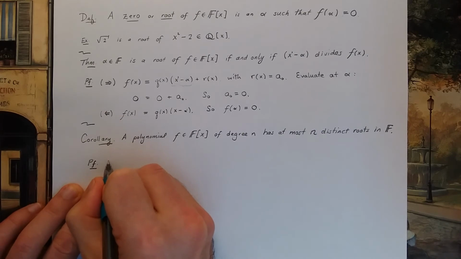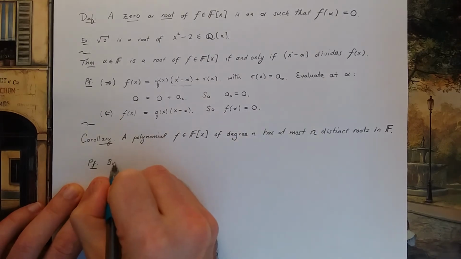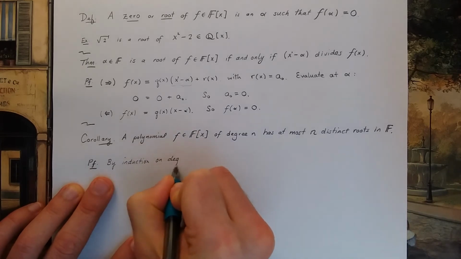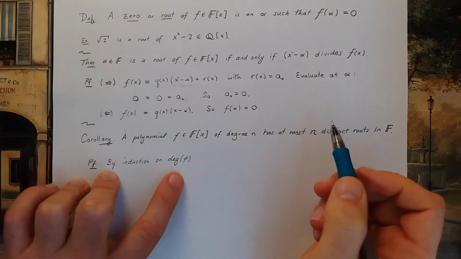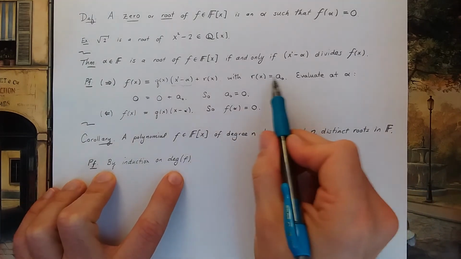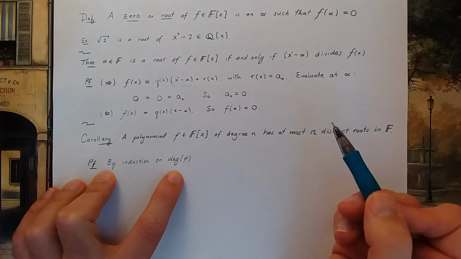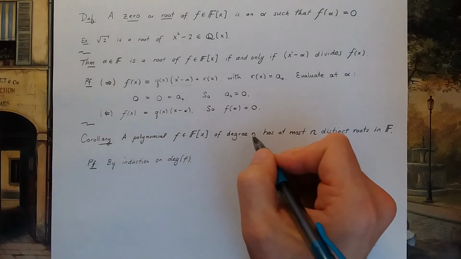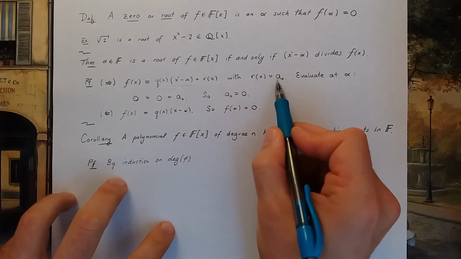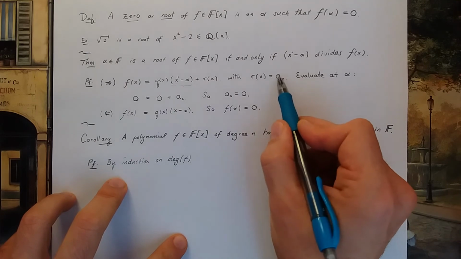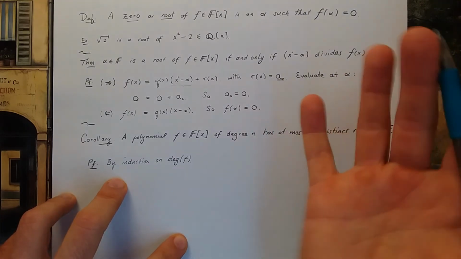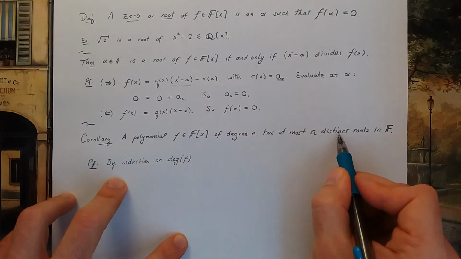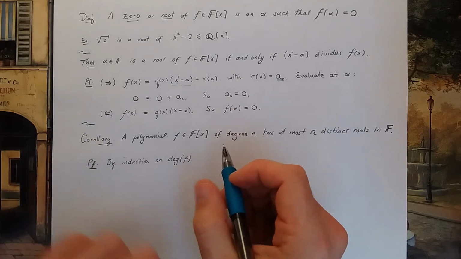I'm going to use induction on the degree of f. So by induction on the degree of f, what's the base case? I guess the base case would be f is just a constant function of degree 0. It's just a single non-zero constant. Remember, this would be the leading term of my polynomial. The leading term cannot be 0. So that would mean I have 0 distinct roots in my field. So I think the base case is okay.